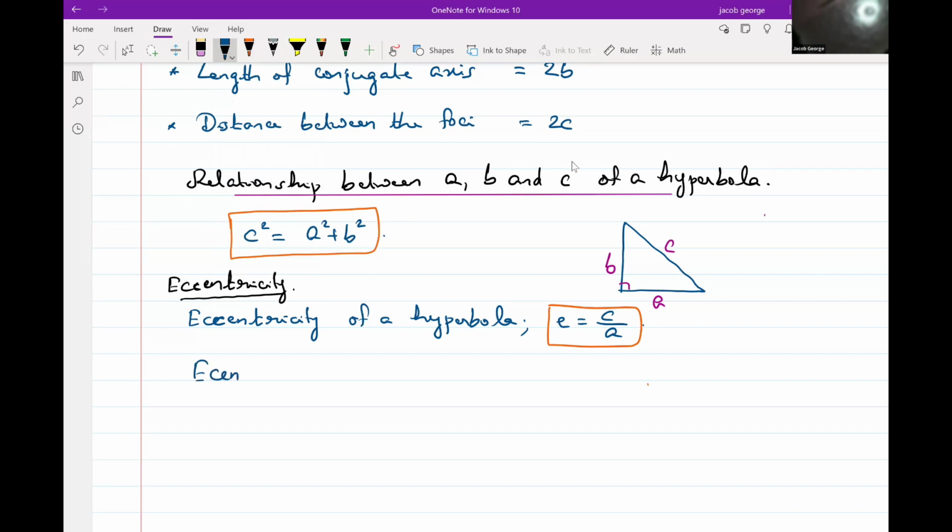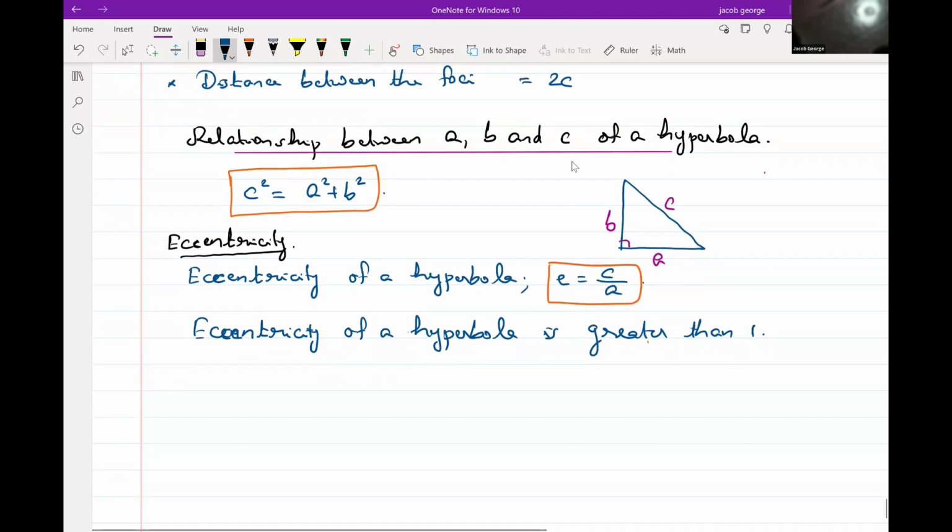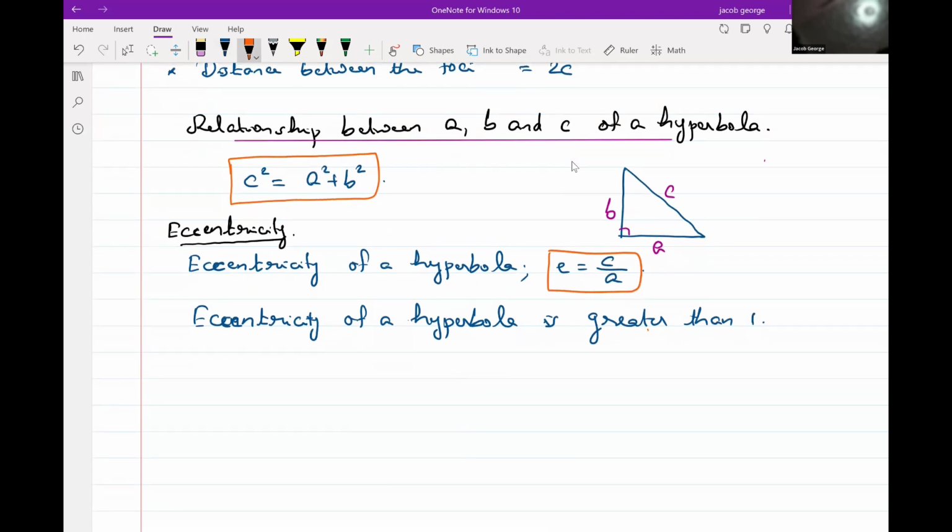Eccentricity of a hyperbola is greater than 1. The reason, since C is greater than A. That is the reason why eccentricity of a hyperbola is greater than 1. Please note down. Eccentricity of a hyperbola is greater than 1.